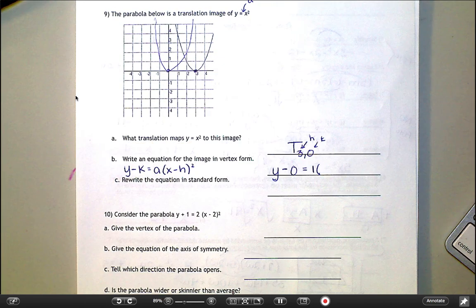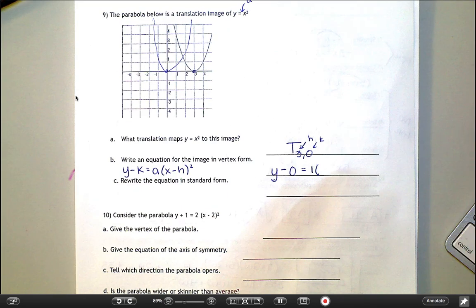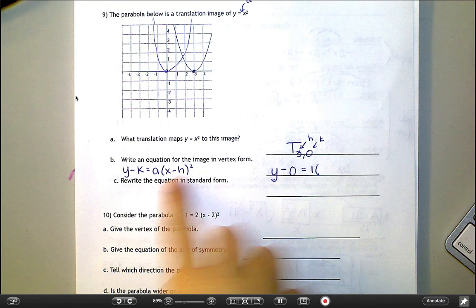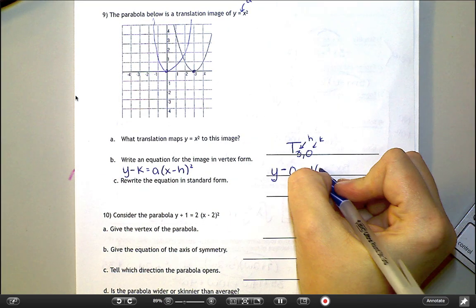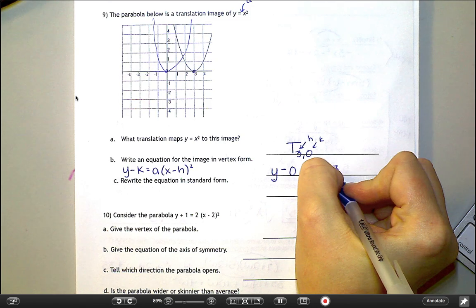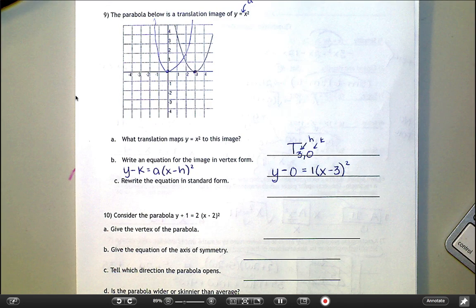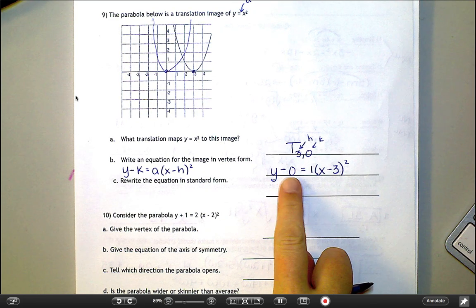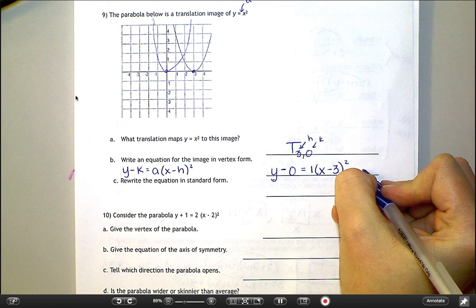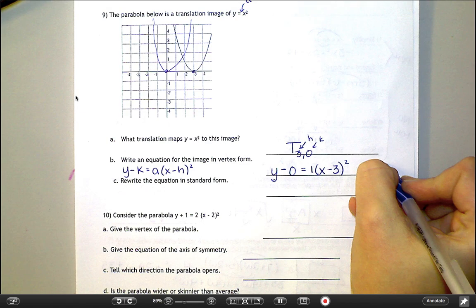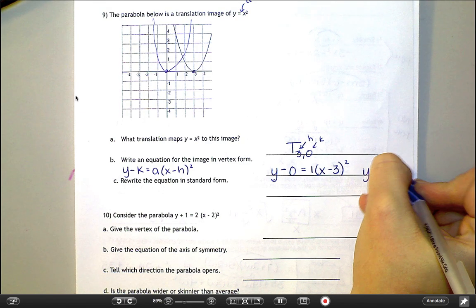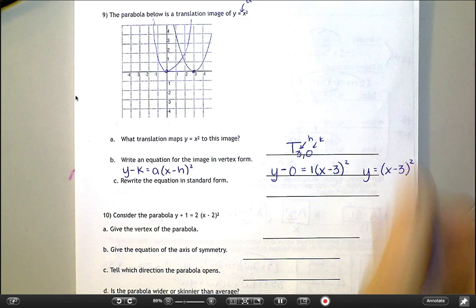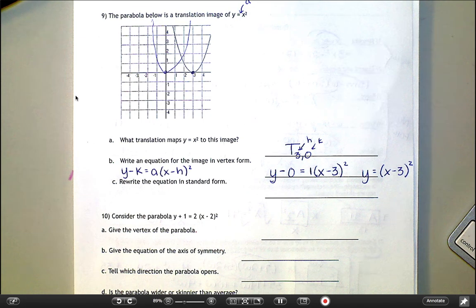So if my original parabola was like 5x squared or negative 2x squared or something like that, that's what would go in front of the parentheses there. And then x minus h, well, my h is 3, so I would say (x minus 3) squared. So I put some stuff in here that you wouldn't normally need to write, like the 0 and the 1. So really my answer could be as simple as this: y equals (x minus 3) squared. Okay?